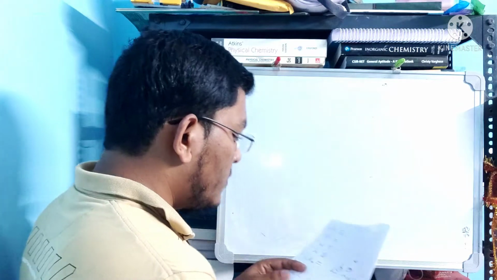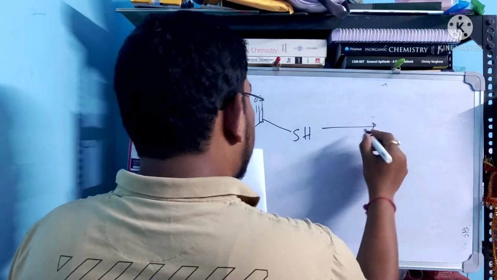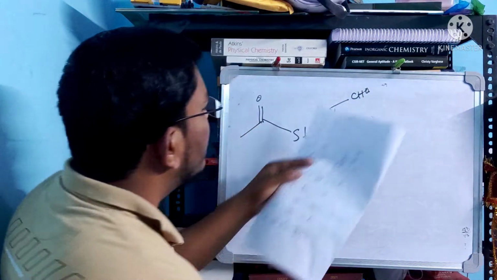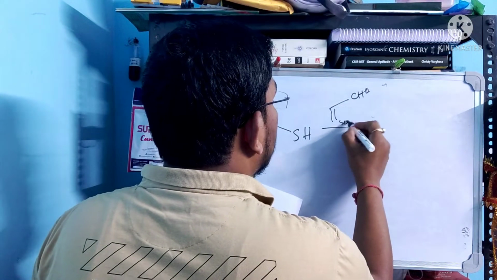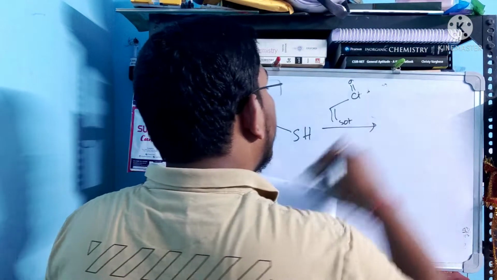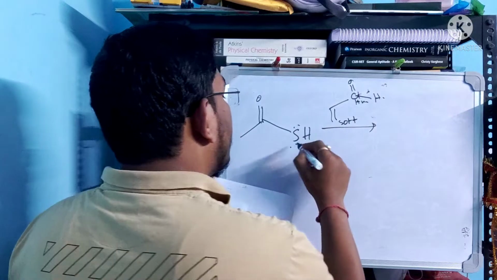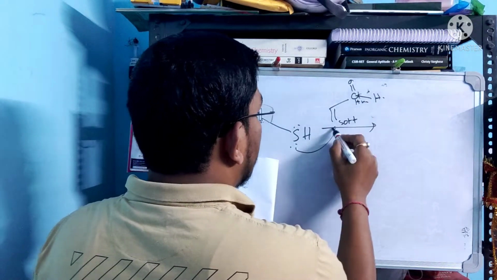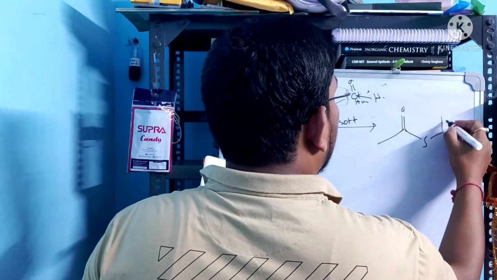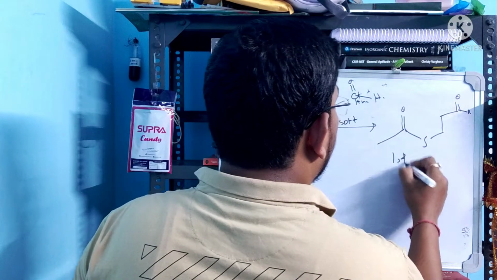Another problem is this. This kind of problem is always asked in CSIR NET and GATE examinations. Okay, now let's check. Here is also an alpha beta unsaturated compound. This is the soft electrophilic center and this is the hard electrophilic center. Sulfur is a bigger nucleophile, so it will attack the softer position. Okay, 1,4 adduct.